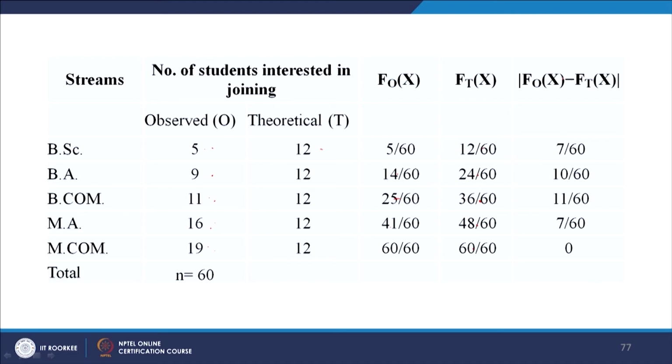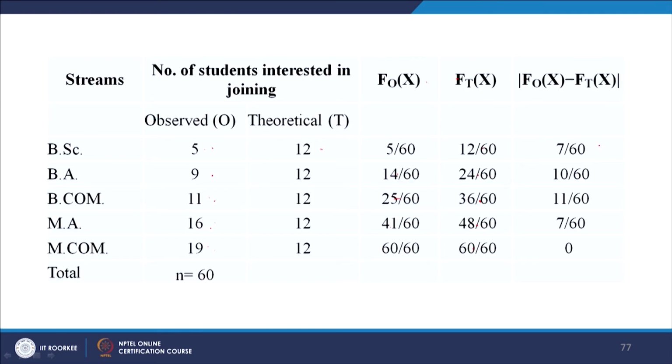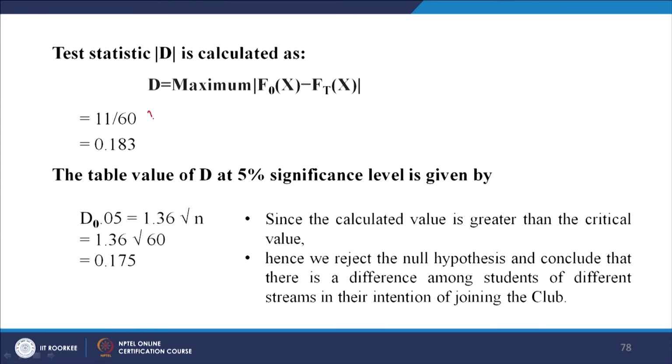Now, we will take the difference between these two, right. So, 12 minus 5, 7 by 60, 24 minus 14, 10 by 60, 36 minus 25, 11 by 60, 48 minus 41, 7 by 60, and this is 0, right. If you calculate the maximum difference, where is it? This one, 11 by 60. So, this is the maximum difference, 11 by 60, which is equal to 0.183.